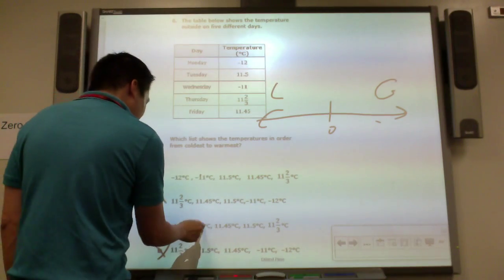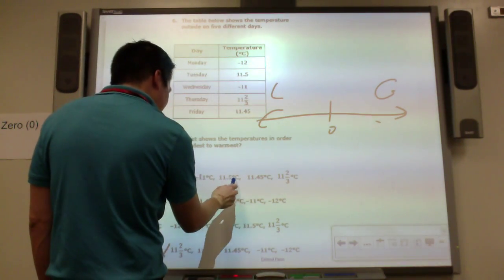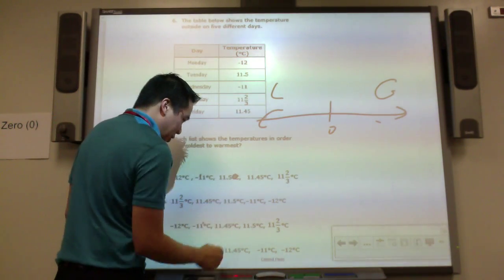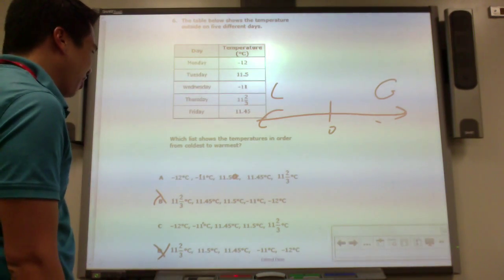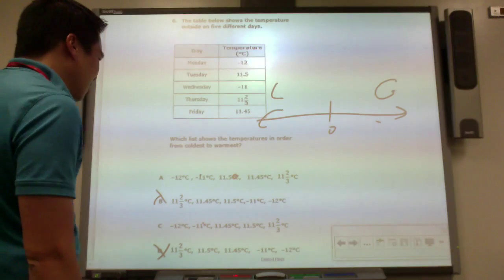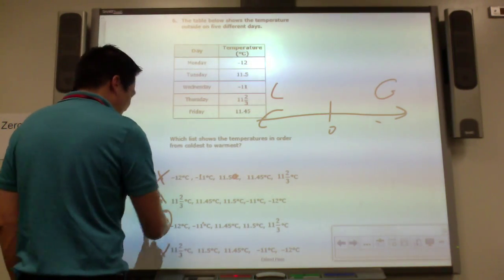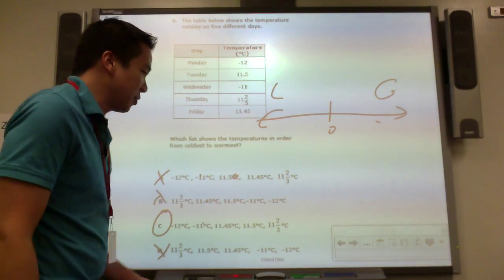So far we're good. Then 11, fix a placeholder here. Is 11/50 less than 11/45? No. C is the answer. 45 is less than 50.